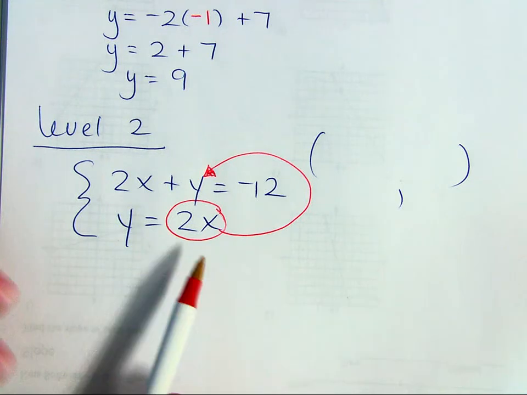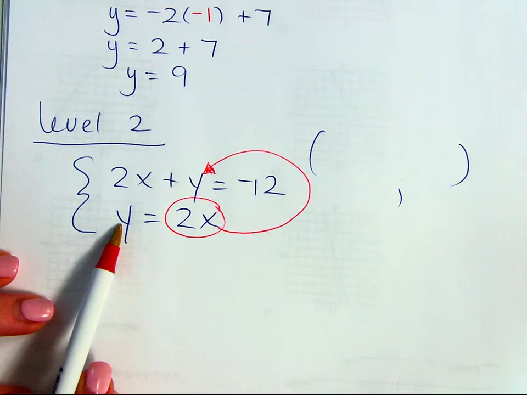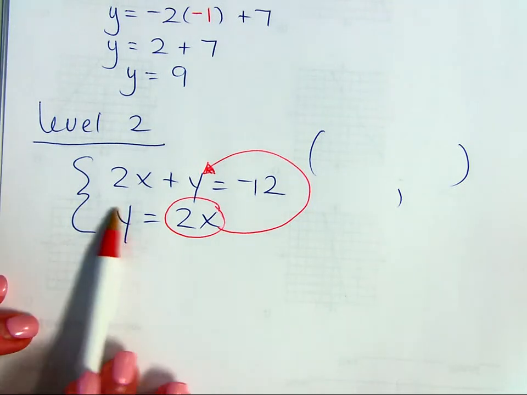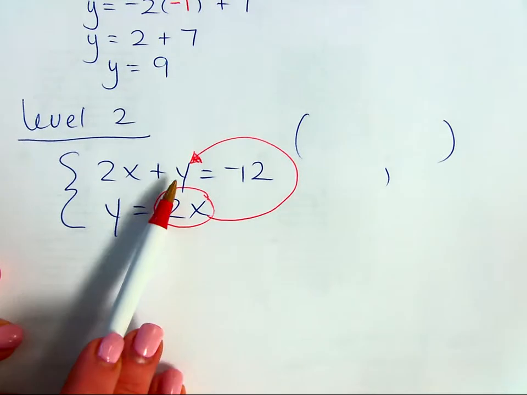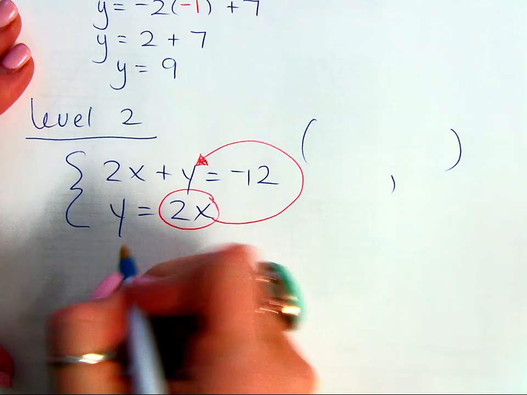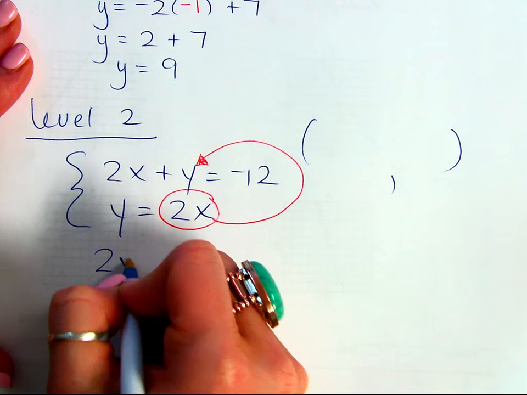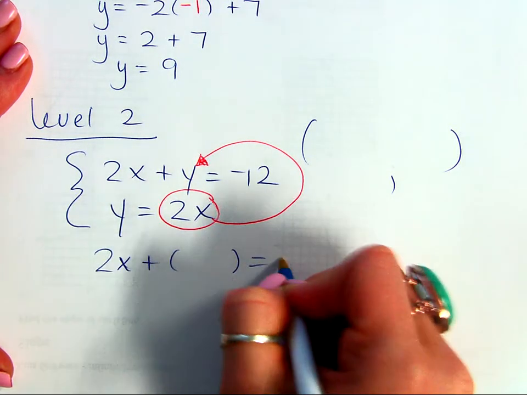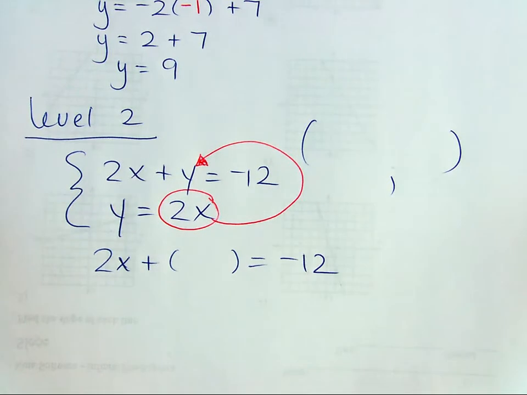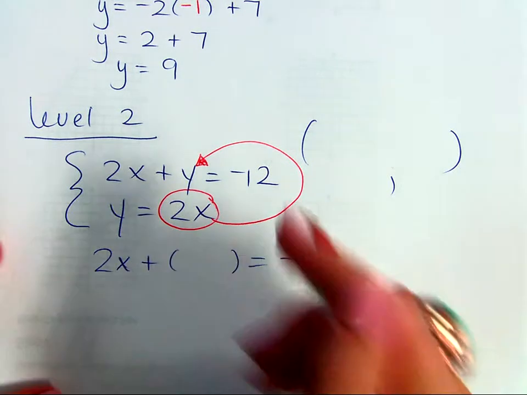So did you see what I just did? I took the equation that y was already alone. Y is equal to this whole thing, and it goes there. So now I have this equation to do, 2x plus y equals negative 12. So I find one, put it in the other equation. And what is your y?